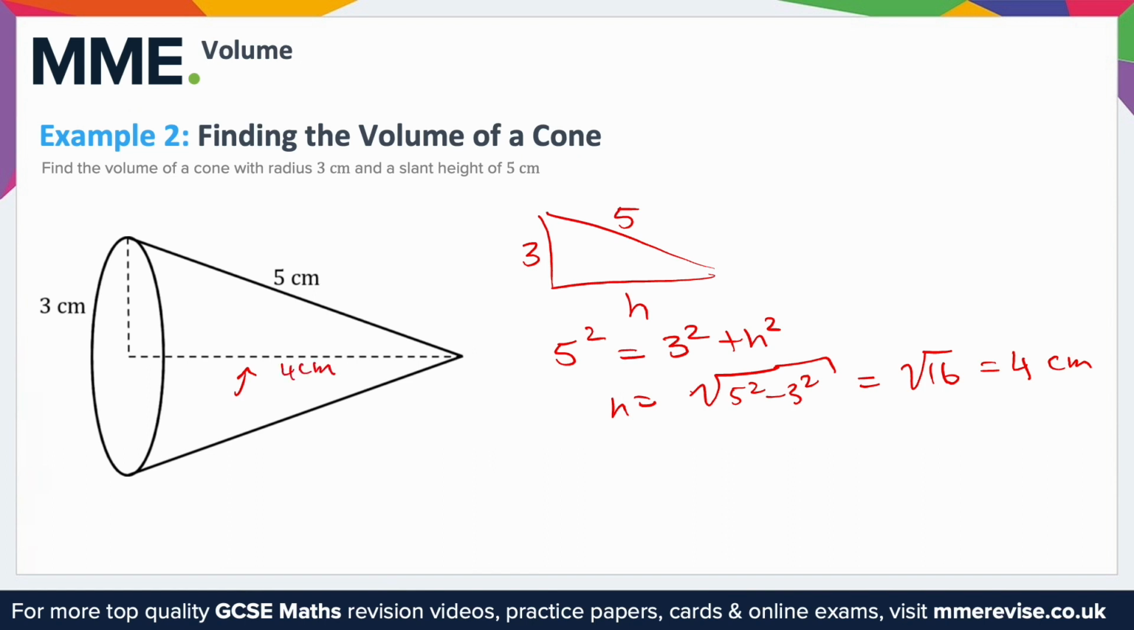From there, all we need to do is a third BH, where B is the area of the base. The base of this cone is a circle, so we're just going to do pi r squared for that. So it's going to be a third pi r squared, where r is 3, times by the height, which we've just worked out to be 4. So that's 12 pi centimetres cubed. So the volume of the cone is 12 pi centimetres cubed, or if we want it as a decimal, 37.7 centimetres cubed to 1 decimal place.